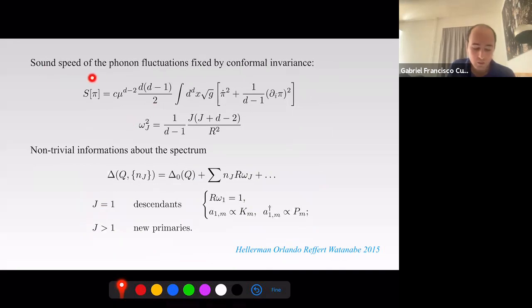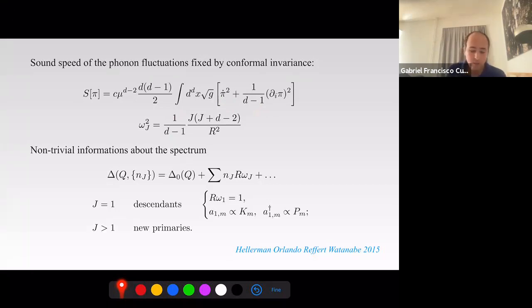Another thing that you get very easily is that if you expand your path integral into fluctuations, you have just a Goldstone model, as I said, and its dispersion relation is fixed by conformal invariance. It's like 1 over d minus 1 times the eigenvalue of the Laplacian on the sphere. This 1 over d minus 1 ensures that the energy momentum tensor is traceless. So, a well-known fact about the superfluid.